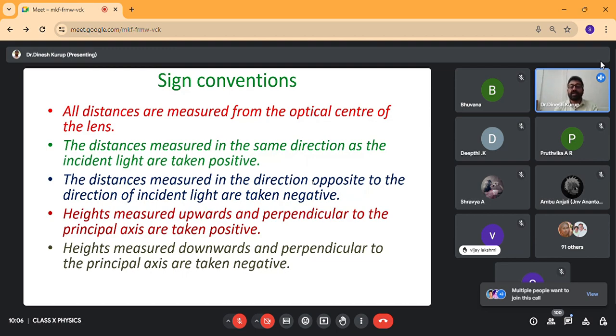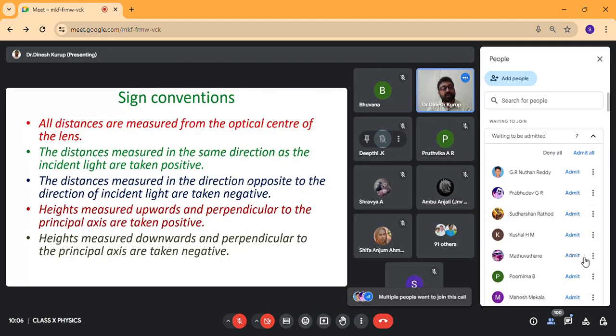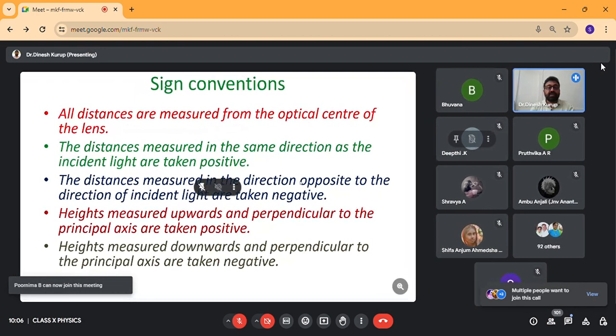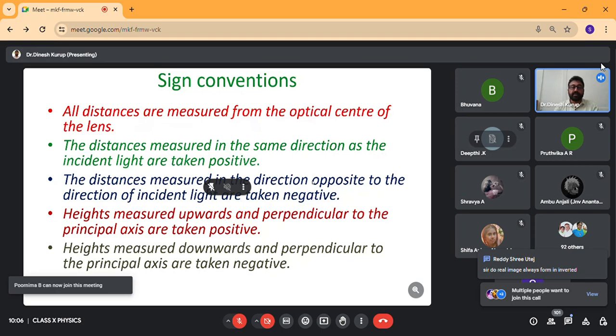A lens always forms an image. If it is a real image, a lens always forms it on the other side of the lens only, not on the same side. Whereas if a mirror forms a real image, it forms it on the same side. These are the differences and similarities between a convex lens and a concave mirror.